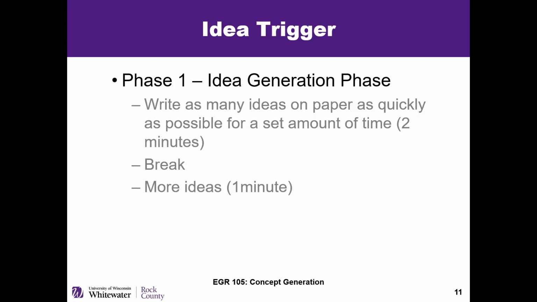This next method is called the idea trigger method for generating concepts. It is very similar to the 635 method in that it also starts out as an individual working condition, where you have individuals writing down as many ideas as they can as quickly as possible for a set amount of time, such as maybe 2 minutes or 3 minutes, right?